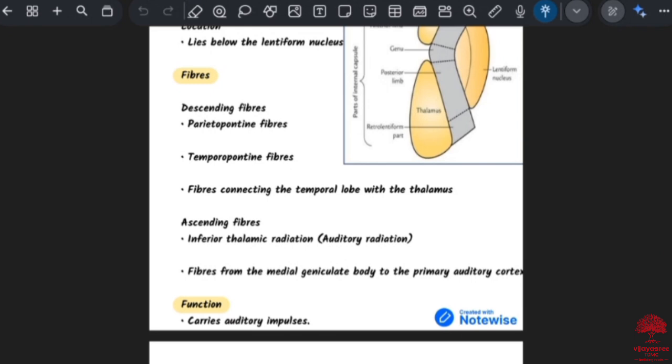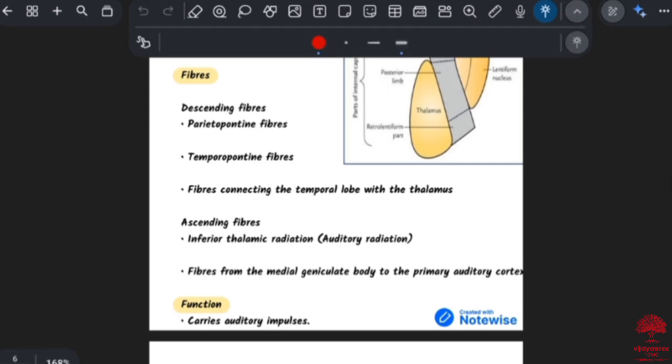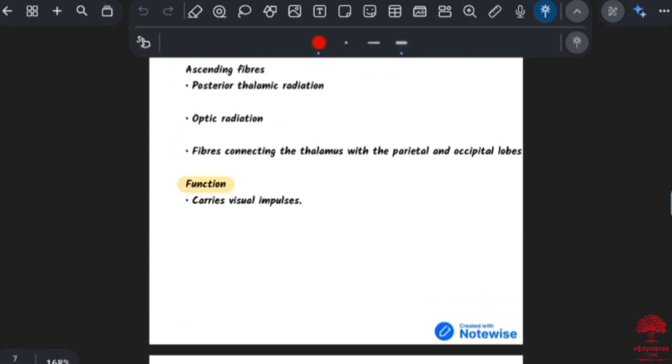The motor fibers arising from here are the parietopontine fibers and temporopontine fibers, which connect the temporal lobe with the thalamus. Then come the ascending fibers or the sensory fibers. They include the inferior thalamic radiation, that is the auditory radiation, and its function is to carry the auditory impulses.